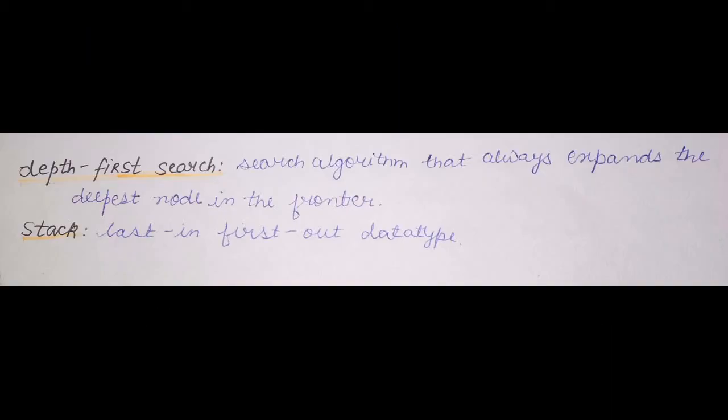Now, moving on to depth first search. This is the search algorithm that always expands the deepest node in the frontier, and we use stack, that is a last in first out data type, to implement depth first search. Let's see how this works out in our maze.